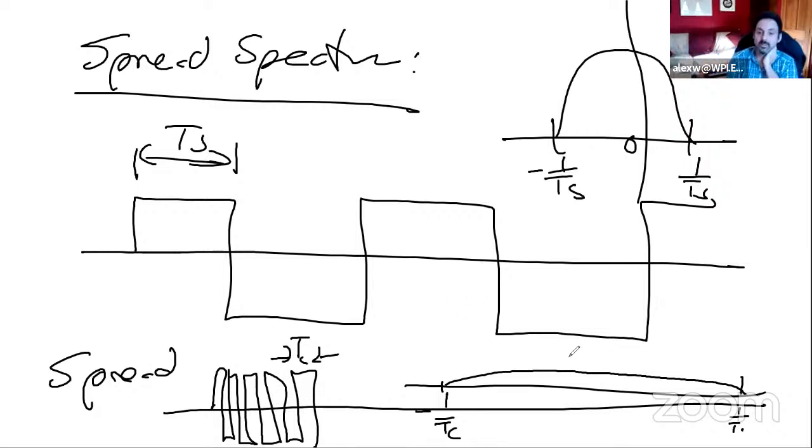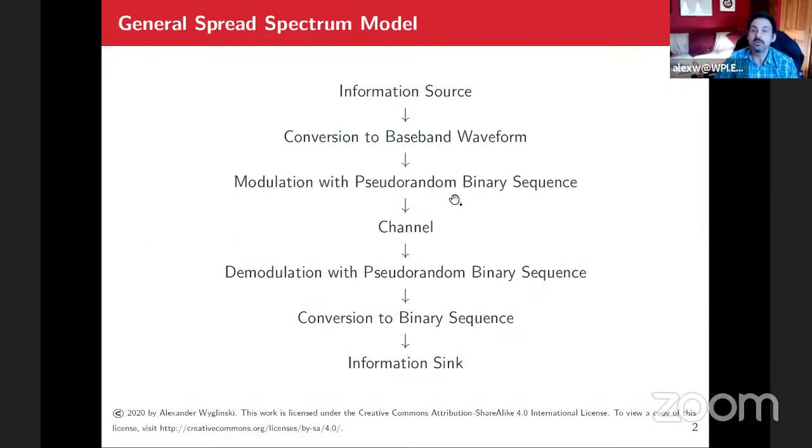So that's why we call it spread spectrum, because of the much higher chip rate versus the symbol rate, the chip period versus the symbol period. This translates into the spectrum being much, much wider. All right. So let's go back to this guy. So that's what happens with spread spectrum.